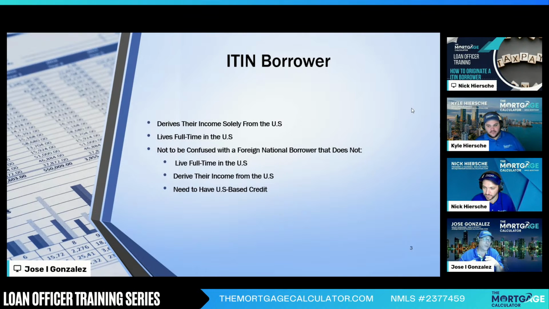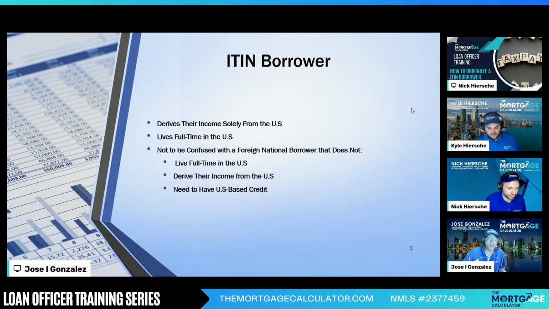So if I were to break it down into different tiers of U.S. based status, the bottom of the ladder would be the foreign national who has absolutely no status in the U.S., is not required to have U.S. based credit for their loan, and cannot be deriving their income, if they're going full doc, from the United States. That's your foreign national borrower. That's at the bottom of the totem pole, let's say, right?